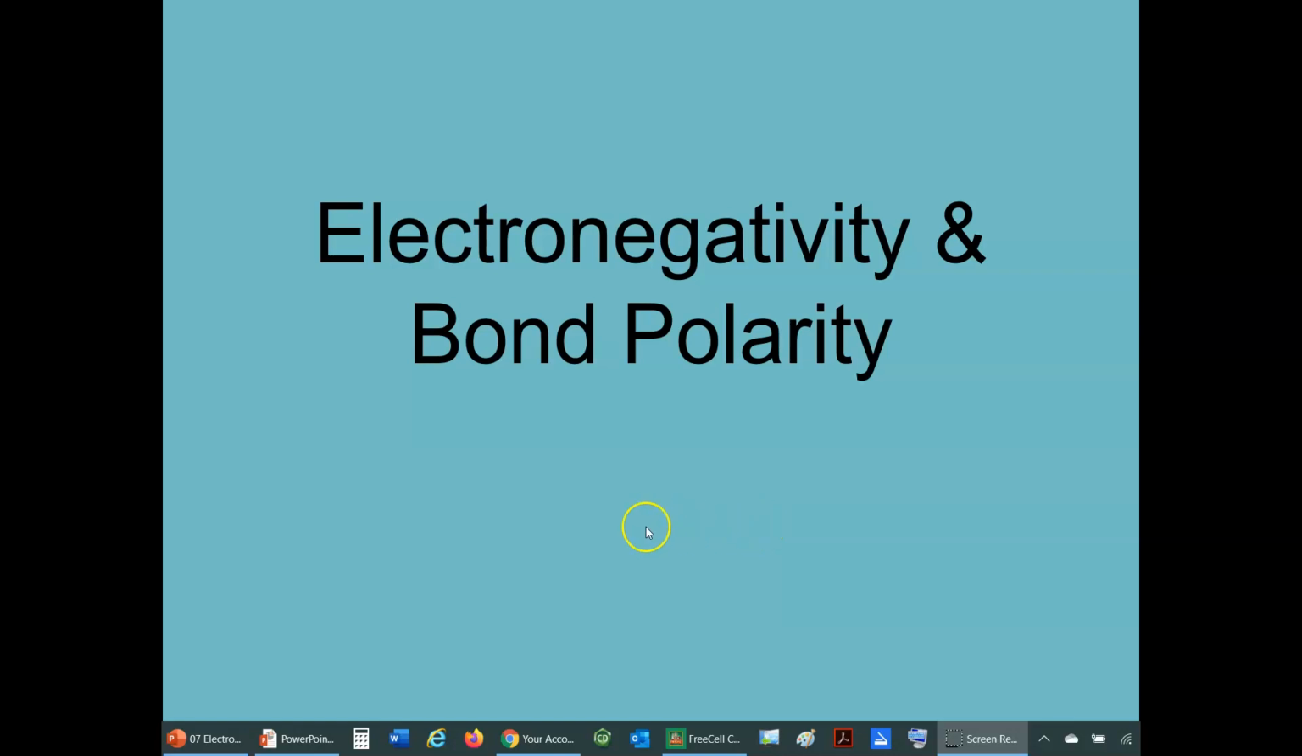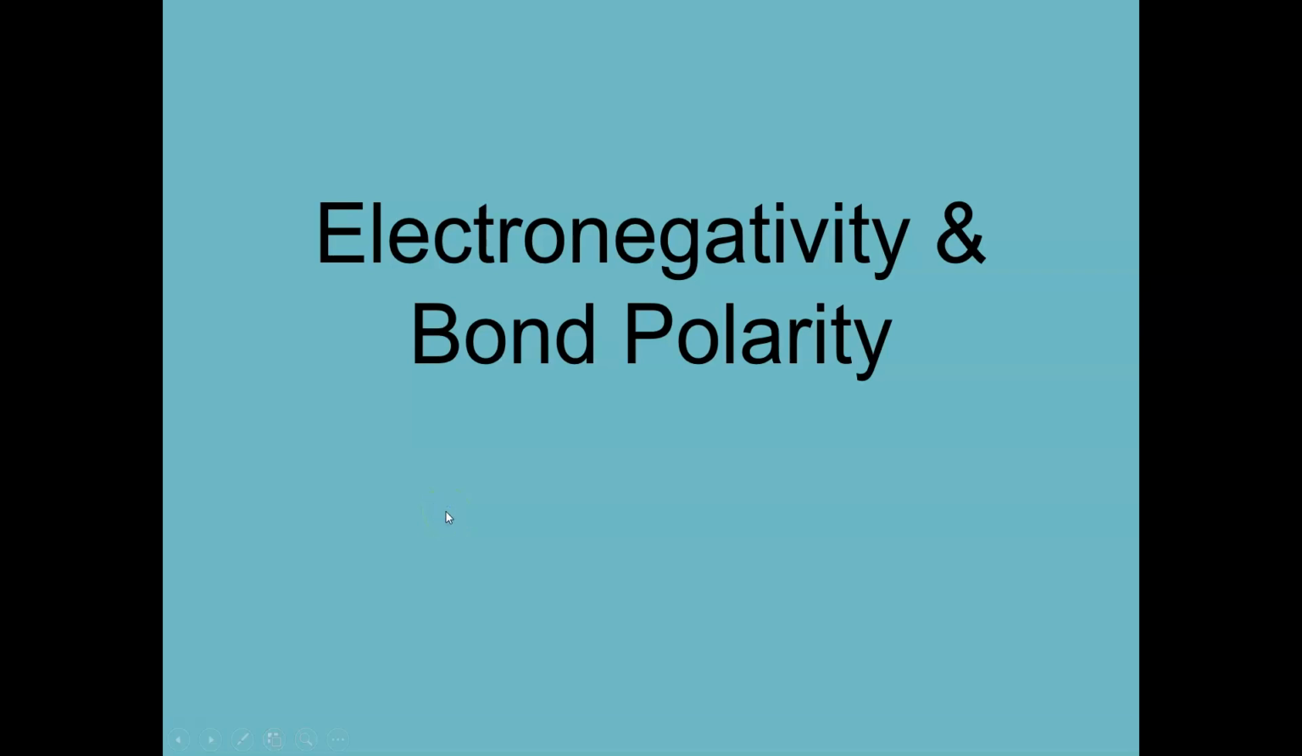Here's a new video for you, and this video is going to be on the topic of electronegativity and bond polarity. So we spent some time in the first part of this unit talking about various periodic trends. We talked about effective nuclear charge, then ionization energy, atomic radius. And then we talked about electronegativity.